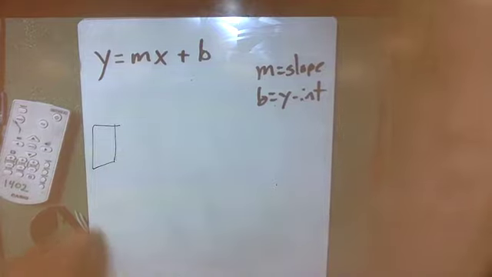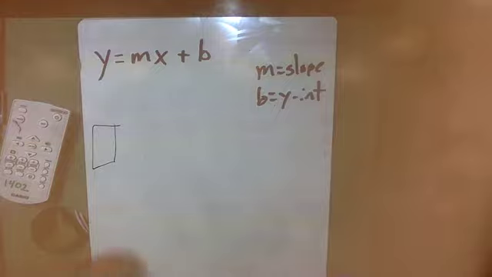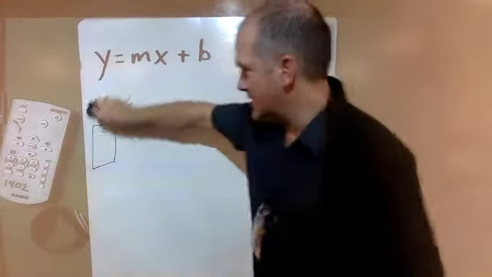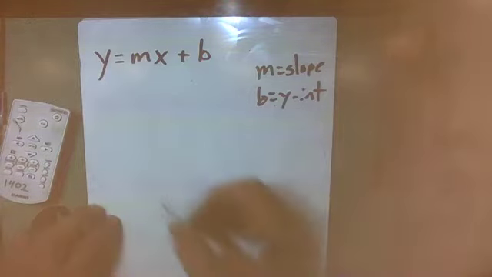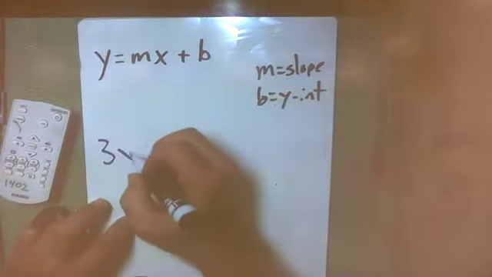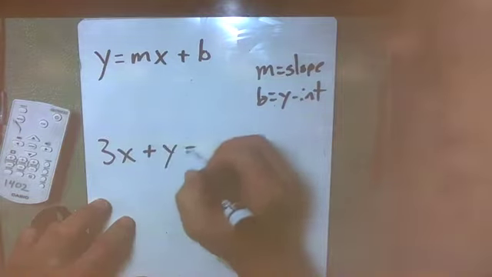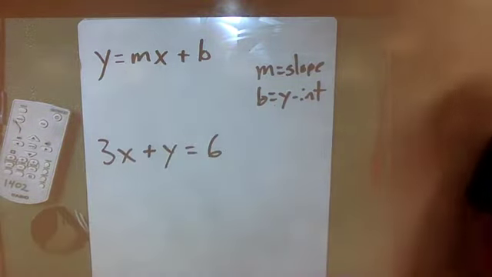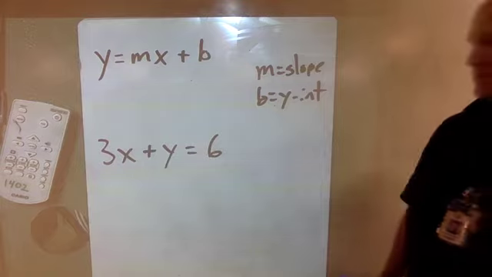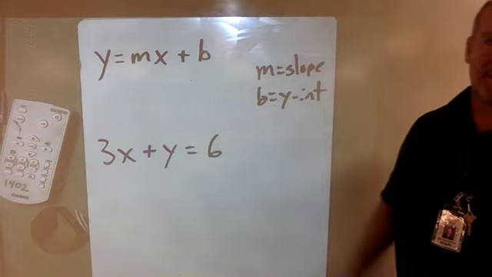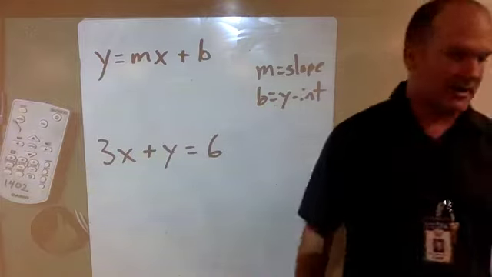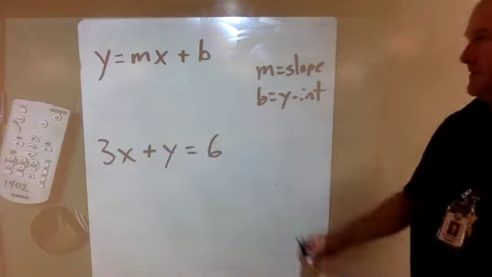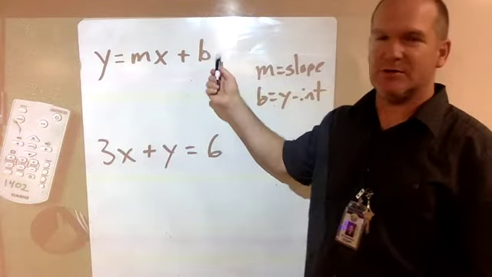Easy enough. This is where it starts to get a little bit more difficult with an equation, if you have it in what's called standard form, which basically just means all jumbled up. So say you have 3x plus y equals 6. Now, if I were to ask you what is the slope, a lot of people would say 3 because it's the number in front of x. And you would be incorrect, because it is not in the form y equals mx plus b.